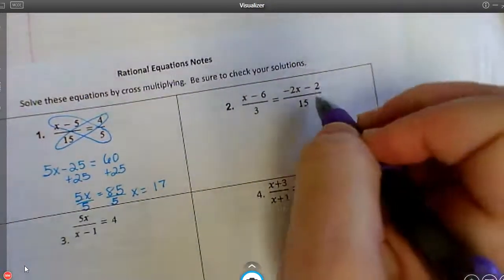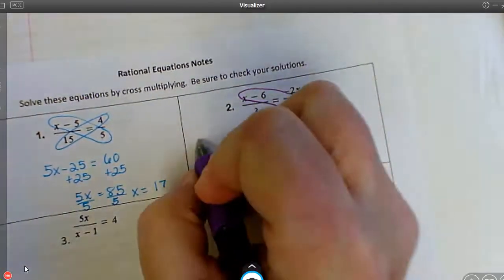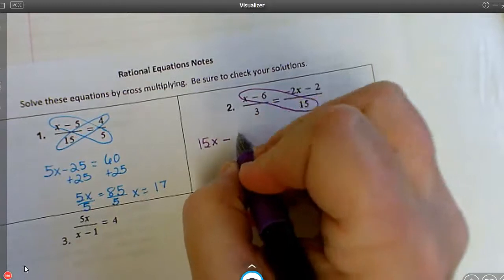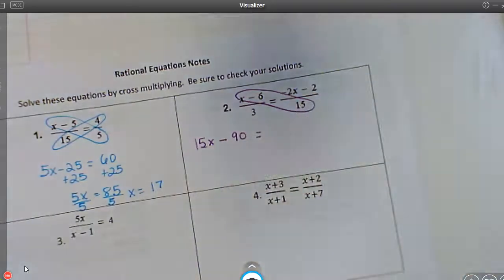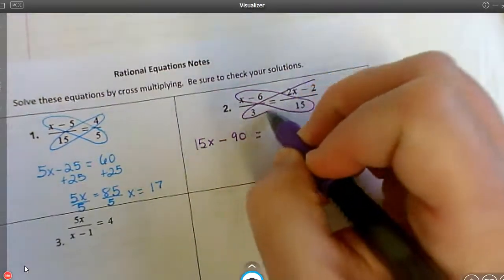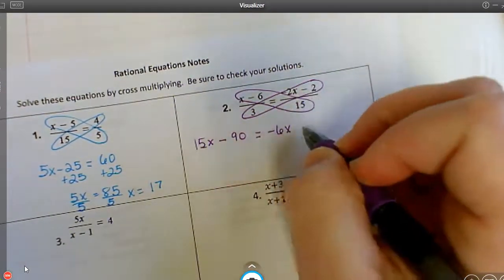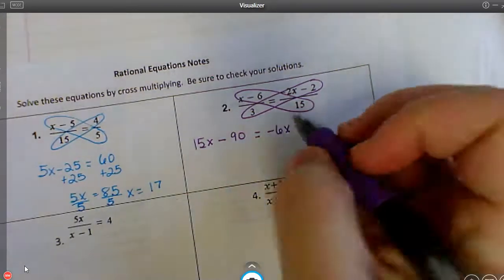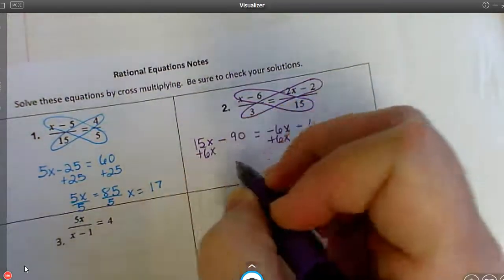So when we do number 2, again we're going to do 15 times both of the things. So 15x minus, I think that will come out to be 90. Once you multiply one side, you set it equal to what you get when you multiply the other side. So 3 times both things, which would be negative 6x, and then negative 6. And then we solve. So we combine the x's and then we solve. So we want to add 6x on both sides.